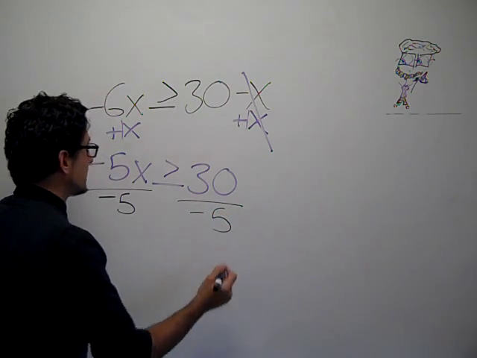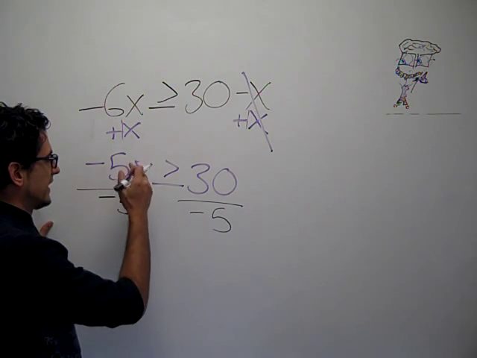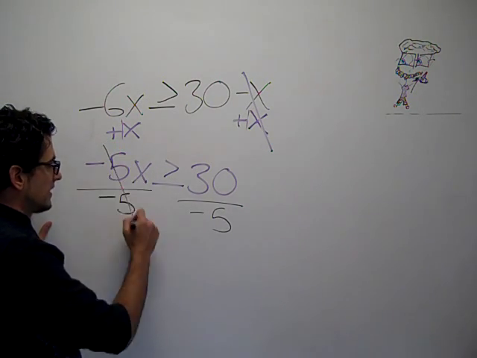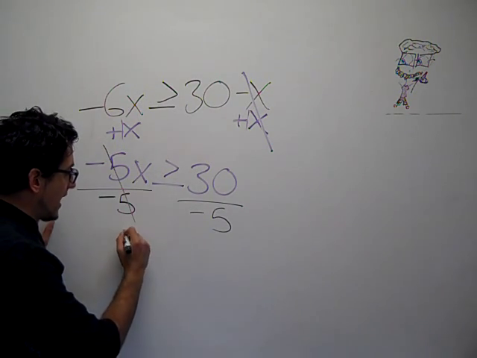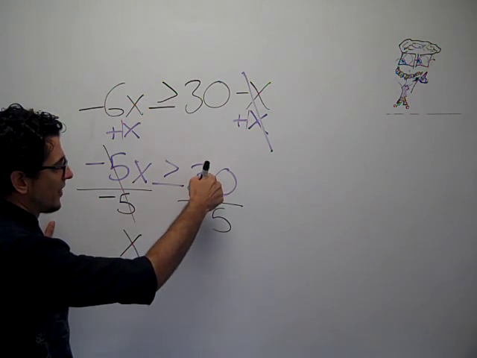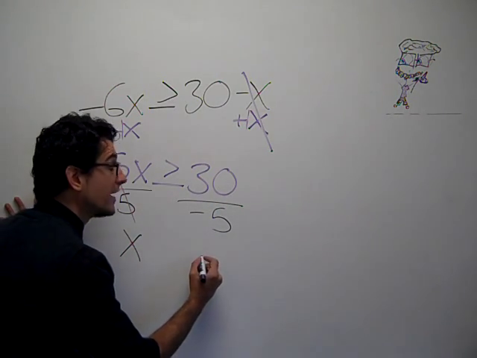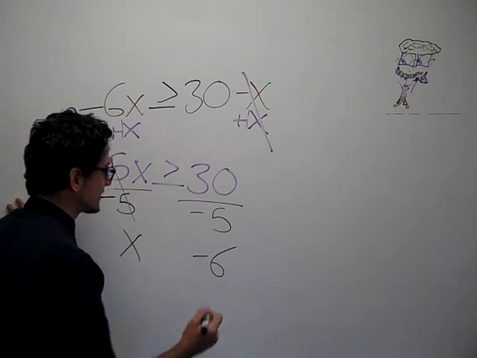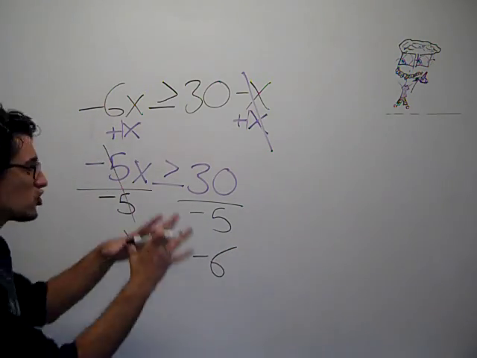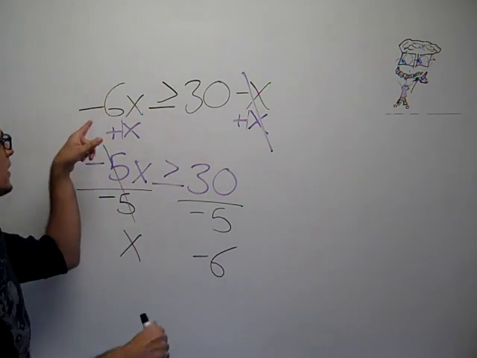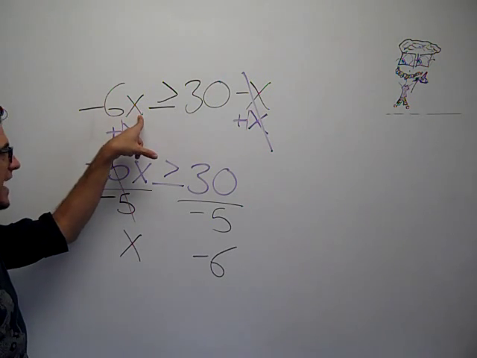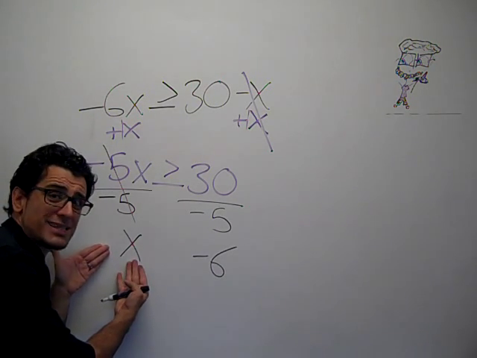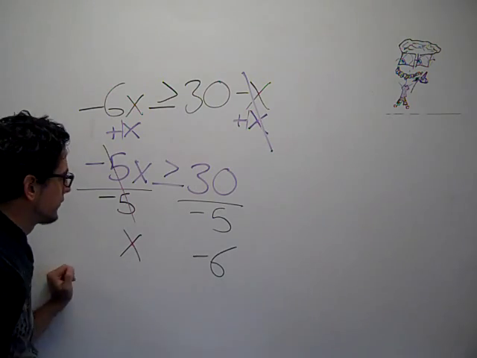So the idea is that once I have negative 5 divided by negative 5, that just makes 1. So I'm now at x, all right? And then I have 30 divided by negative 5, which gives me, you are correct, negative 6. And so now I have changed my sign from a negative coefficient on my x to all of a sudden a positive 1 coefficient.